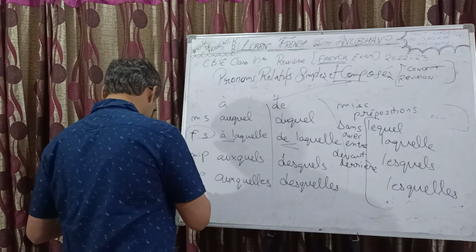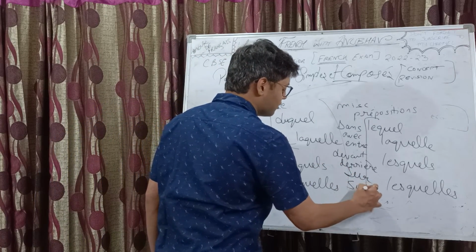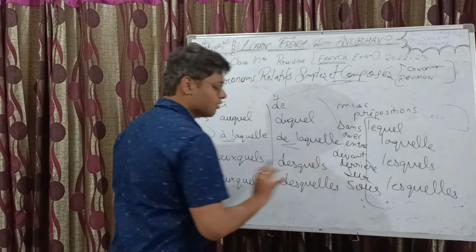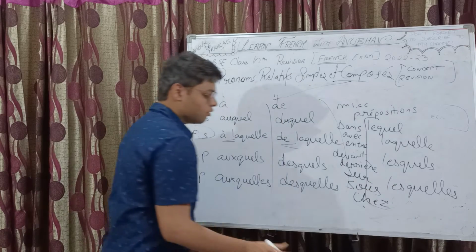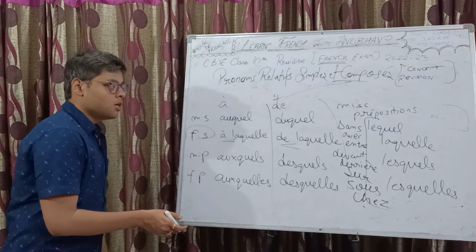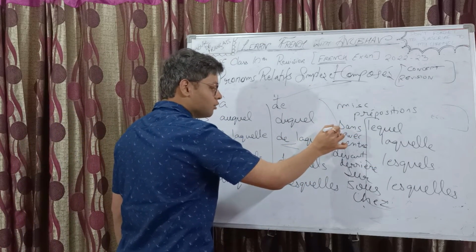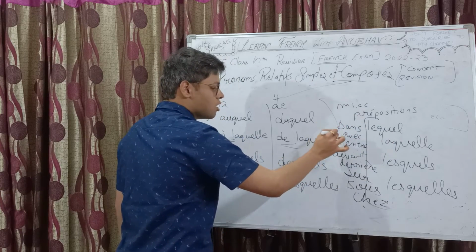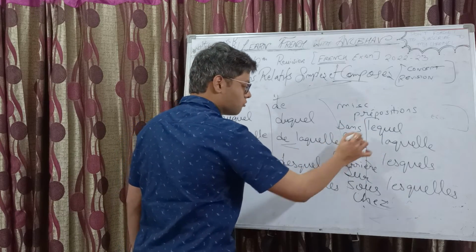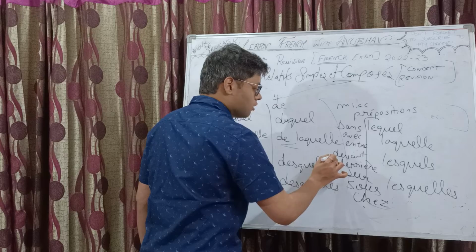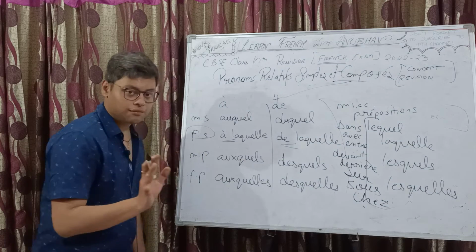Numerous prepositions are there. It can be sur, on, or sous, under, and the list continues. With all these prepositions, you are going to form: sans laquelle. Sans means without, so without which. Avec, with which. Entre, between which. Entre laquelle, entre lesquels. Devant laquelle, devant lesquels. Derrière laquelle, like that. That's the way you're going to form.